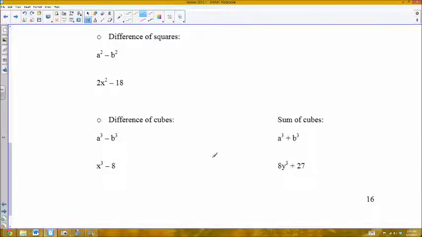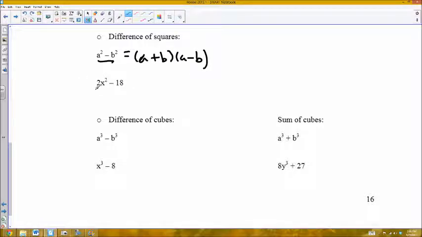There's a few special products as well. The special products here, if you notice that you have a difference of 2 perfect squares, you can use the shortcut method. This will always factor to a plus b times a minus b.